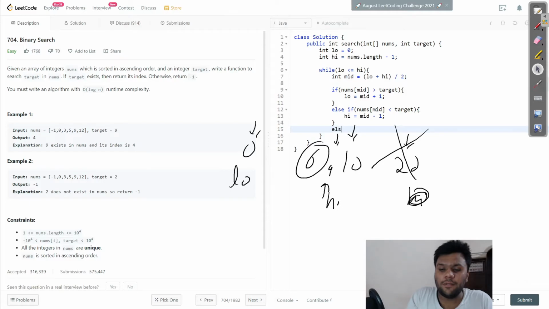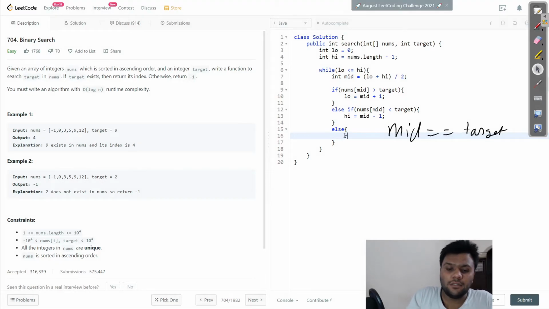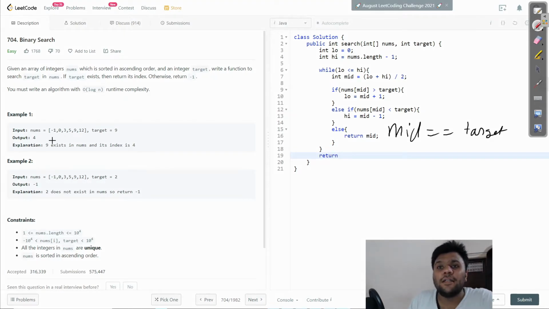Else, what will happen? Let me show it to you as well. We go to the last condition, when my mid equals target. If that's the condition, then we will simply return our mid. That's all this question is saying. And one more thing, we have to return something over here. If you carefully look at what they're saying: if target exists, return its index. Otherwise, return -1. So we will return -1 over here.